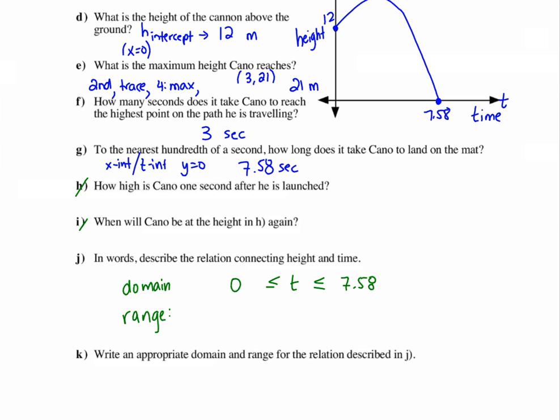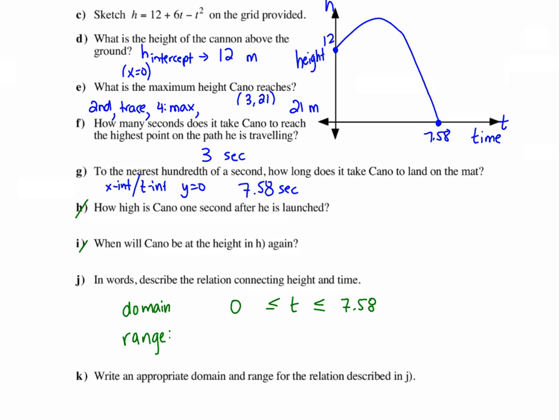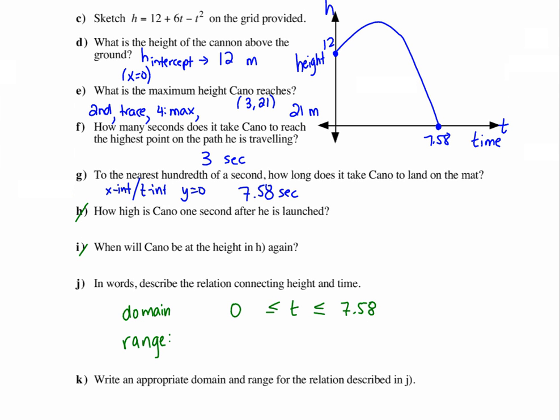And your range? Between what 2 values is your range? Careful. What's the minimum height the canoe is going to be? The minimum height. 0, because it's going to hit the ground eventually, right? You start at 12, then you go up all the way to 21. Obviously, this is not drawn to scale. And then you fall to 0. So between 0 and 21.